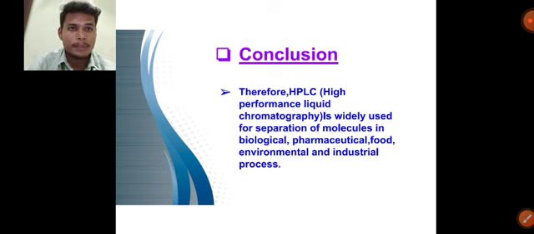The conclusion: HPLC, therefore high performance liquid chromatography, is widely used for separation of molecules in biological, pharmaceutical, food, environmental and industrial processes.